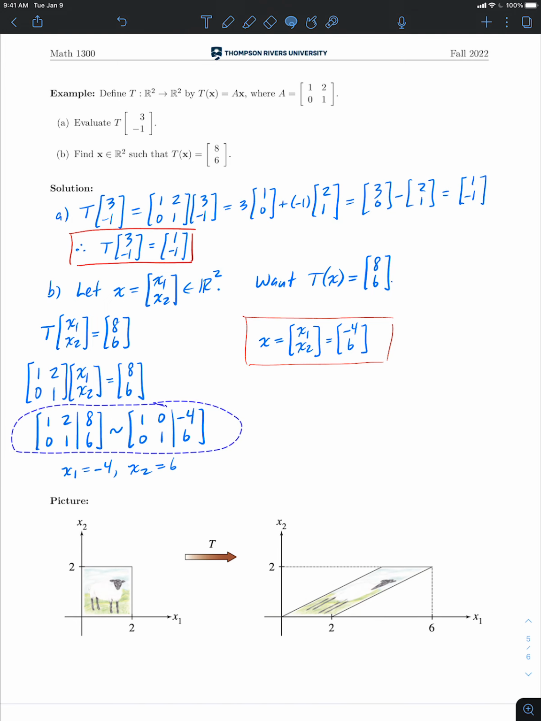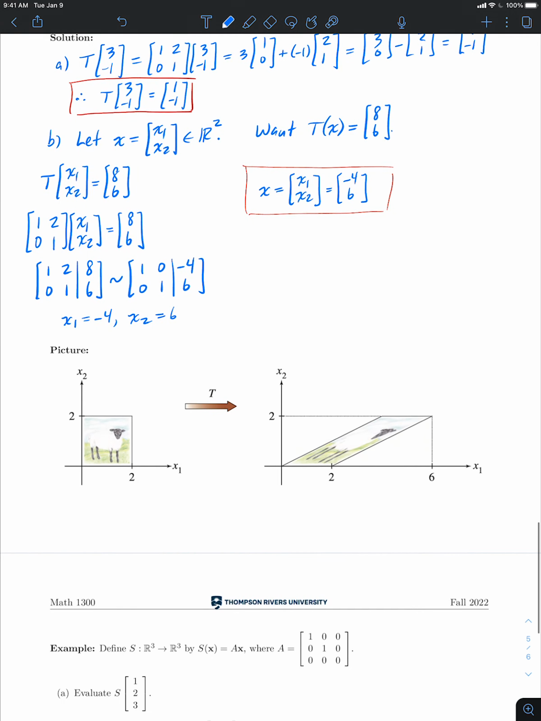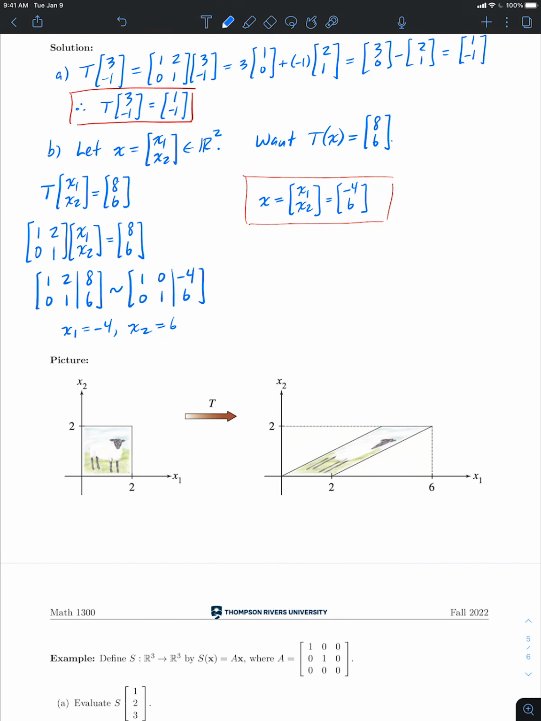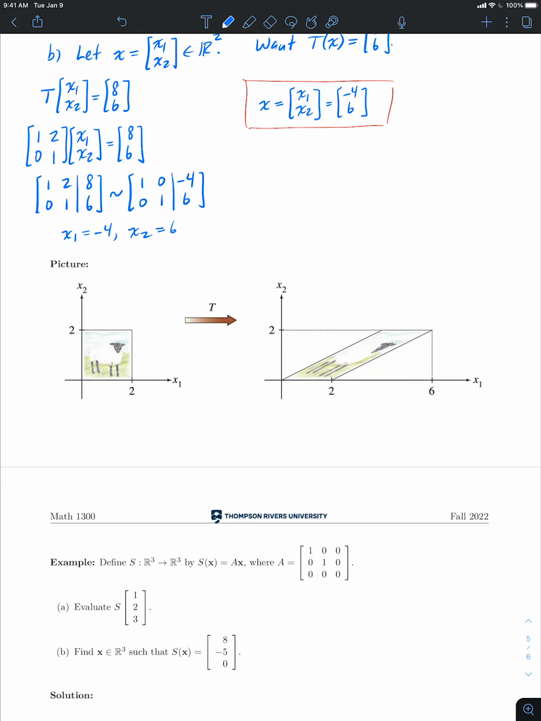Okay, and I want to mention something. Actually, we'll talk about the picture first, and then I'll come back up and mention it. This is an example of a transformation. It's easier to see what it's actually doing if you look at a diagram like this. This is straight out of your textbook. This is a really nice diagram.